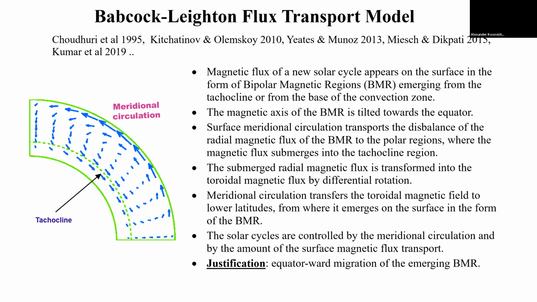One of these is the Babcock-Leighton model, which is based on bipolar magnetic regions as the primary element. They emerge from the tachocline, from the base of the convection zone. Then due to the tilt, they have a flux imbalance, which is transported by meridional circulation to polar regions. And then magnetic flux emerges into the tachocline, where it's amplified, generating a toroidal magnetic flux, which again emerges in the form of bipolar magnetic regions. So it's controlled by meridional circulation and by the amount of flux transport on the surface. And the justification is that we see quite overt migration of emerging bipolar magnetic regions.